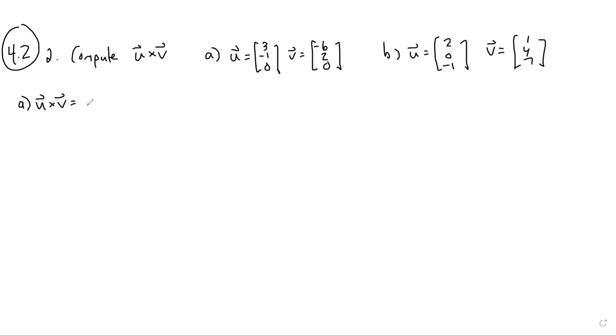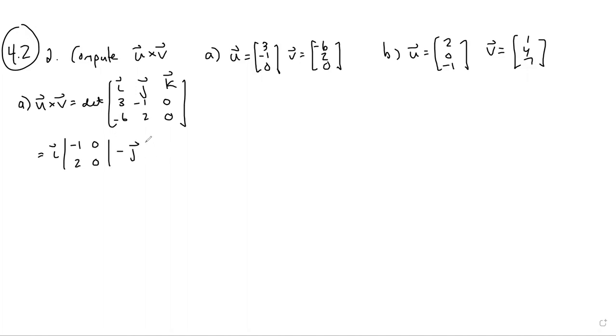So u cross v is going to be the determinant of the 3 by 3 matrix where we put i, j, and k across the first row, the first vector in the second row, and the second vector in the third row. And then we do the determinant like we've done before. It's just a nice memory trick for the pattern, really, to put it into this matrix. So we're going to get i, and then the remaining 2 by 2 matrix, -1, 0, 2, and 0. And then remember, we do minus as we make our way to the right, minus j, and then 3, 0, -6, and 0, and then plus k.